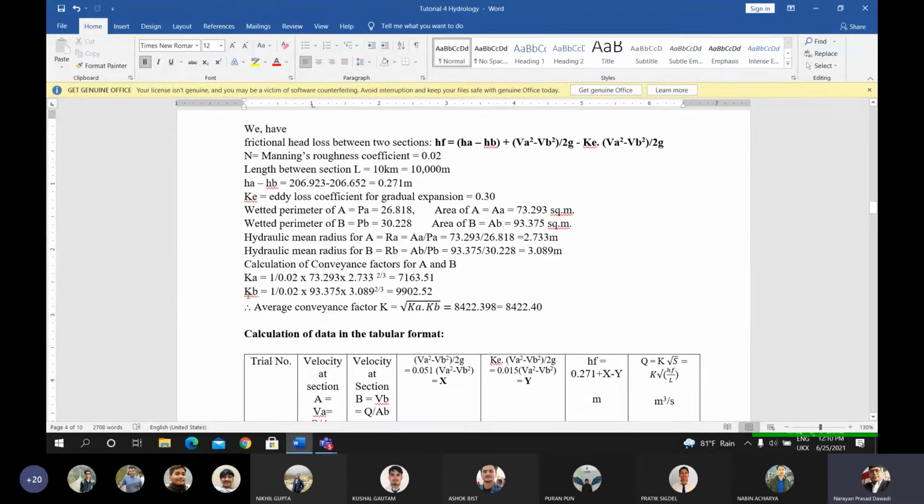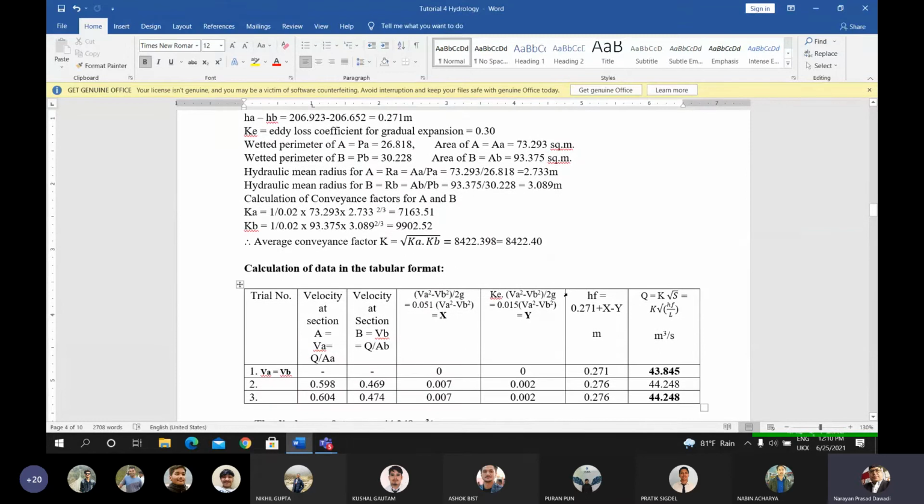If you consider the first section as section one and the second section as section two, you can write K1 into K2. If you put the first section as A and the second section as B, then KA into KB. The square root of KA into KB gives the average conveyance factor of 84,224.0.